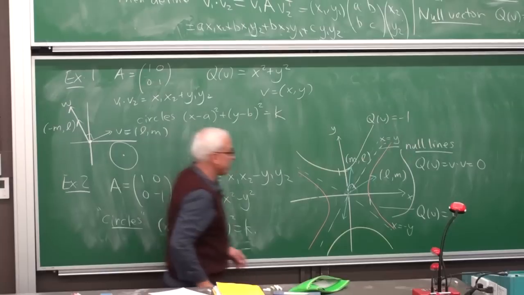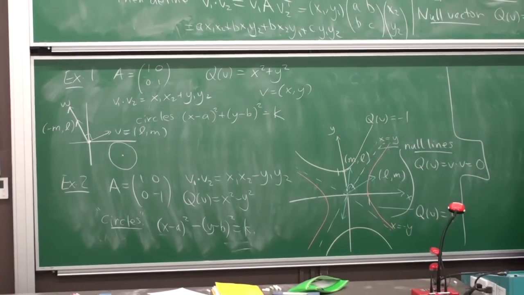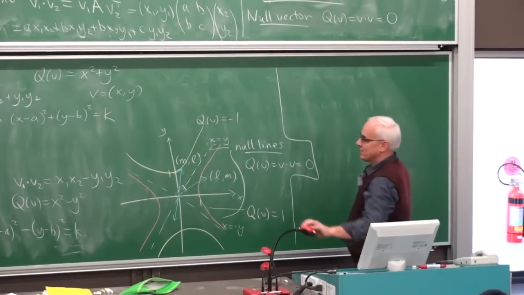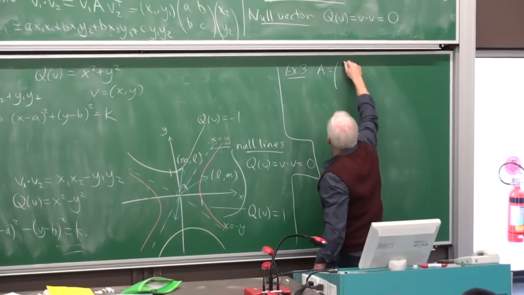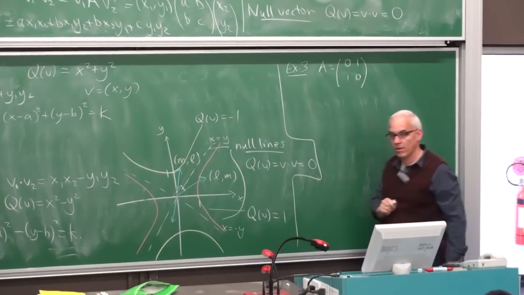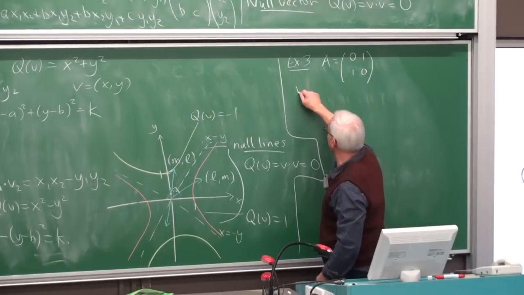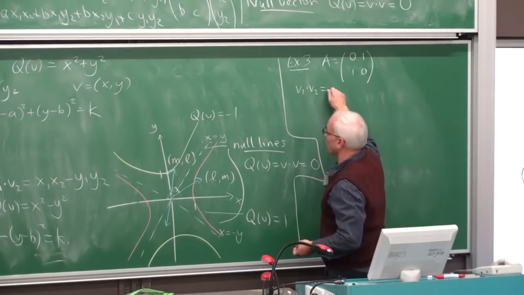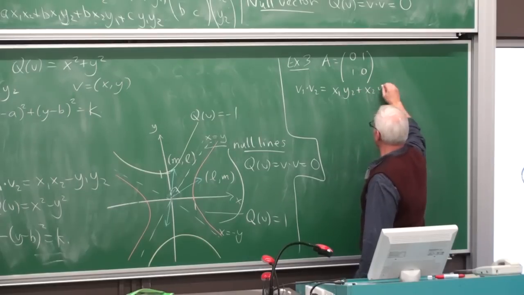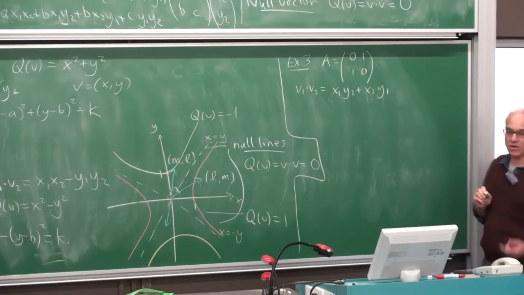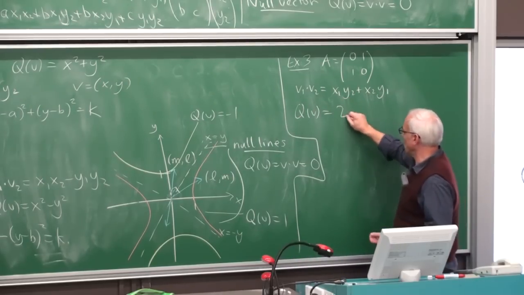And I'll mention a closely related one, which is really just a variant of this one, but physicists find it useful to change coordinates. So there's another example where we take the matrix A to be 0, 1, 1, 0. In that case, the dot product v1 dot v2 will be x1 y2 plus x2 y1, if you make the computation. And the quadratic form looks just like 2xy.